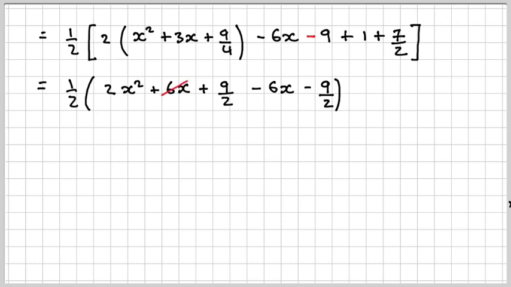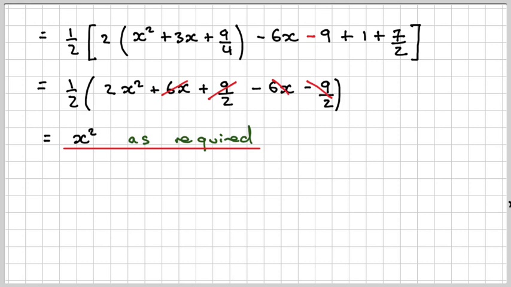So a little bit of cancelling. So we cancel out the plus 6x and the minus 6x. The 9 over 2 and the 9 over 2. And look, we've just got a half times 2x squared, or half times 2 is 1. So we got x squared as required. So don't do too much in one go. Just do it slowly for your algebraic skills.